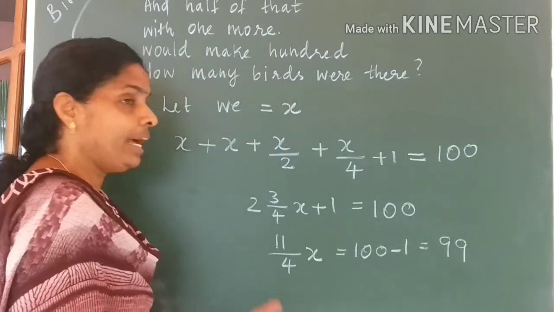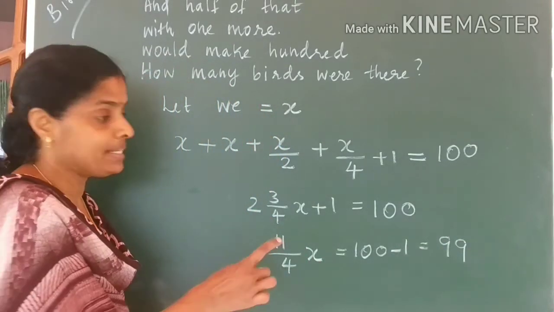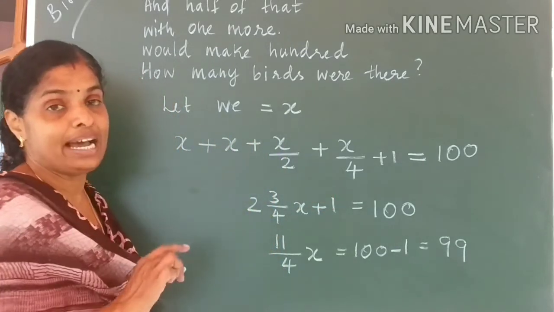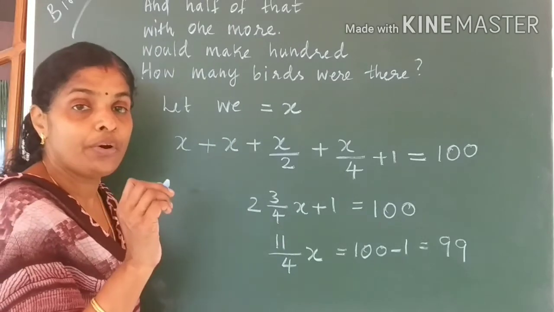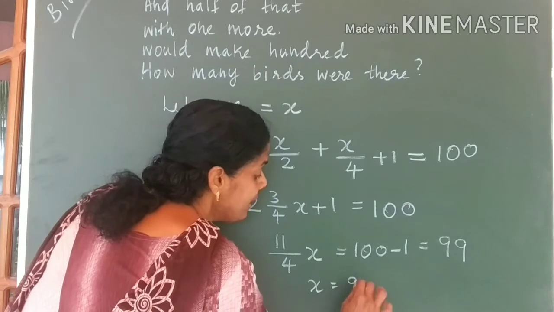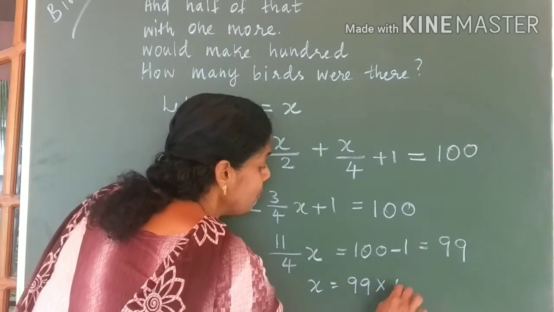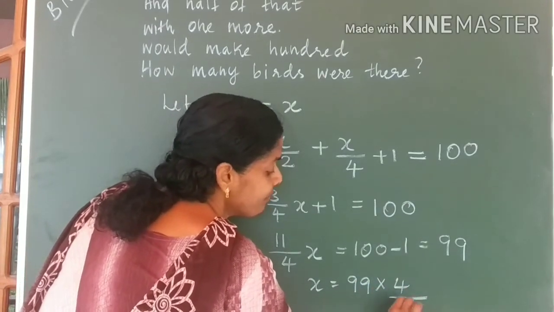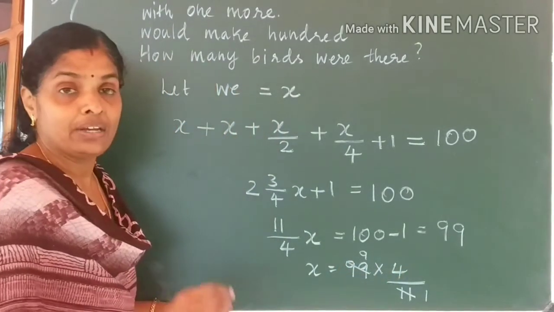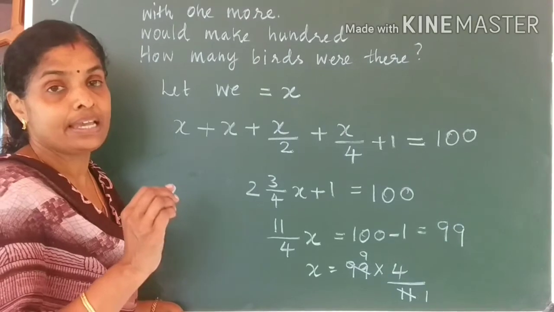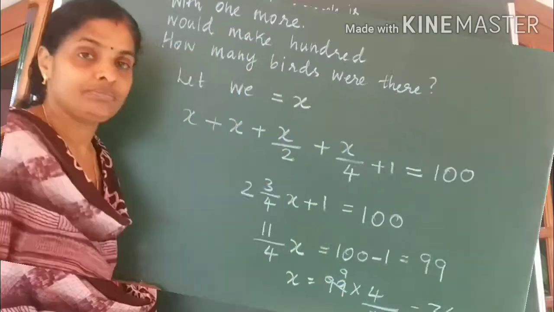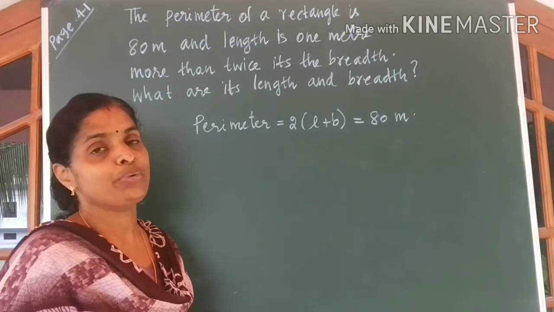99. Now in the next step, what happens? This fraction 11 by 4 when taken to the other side becomes 4 by 11. So the answer is x is equal to 99 into 4 by 11. 1 11 is 11, 9 11s are 99. So the number of birds is equal to 36.